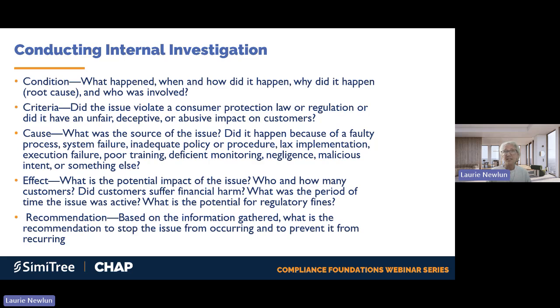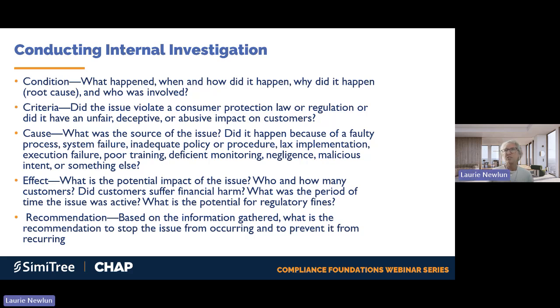Did we have poor training in place? Do we need to go back and retrain? Was there someone who was missed as a part of the training? In the case of contractors, were they included in the process? Deficit monitoring.